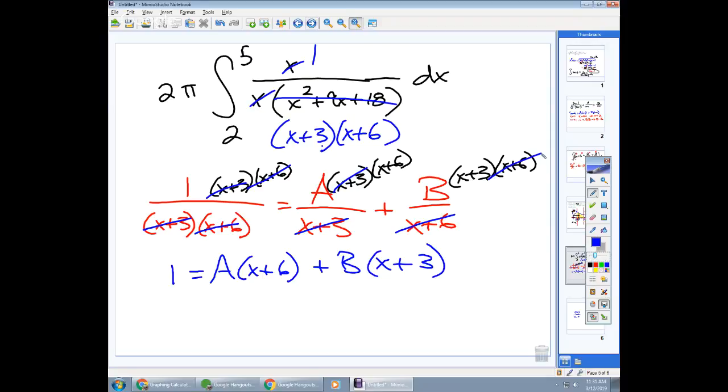Convenient number time. Minus 6 it is, so x equals -6. That leads to 1 equals, this term zeroes out, the a term. The b term, -6 plus 3. On a test, I would actually write b times -6 plus 3. Make sure I'm not messing anything up. When you put it on paper, the more your brain is free to double check it. So what do we get? -3b. So b must be -1/3.